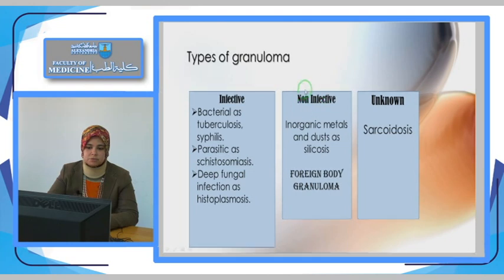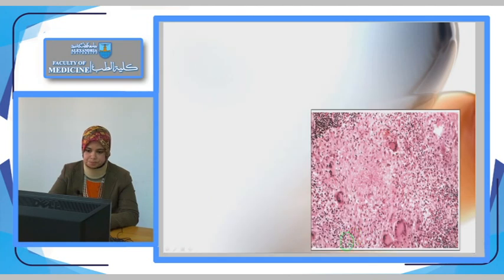لما بيبقى الاتيولوجي بتاعي non-infective ما عنديش لا بكتيريا ولا فيروس ولا فنجاي ولا parasites, يبقى الانسايتنج ايجنت بتاعي inorganic metals and dust زي السيليكوزس او السيليكا particles بتعمل لي what's known as foreign body granuloma. If the etiology is unknown, وفي مثال شهير على كده هو الساركويدوزس.